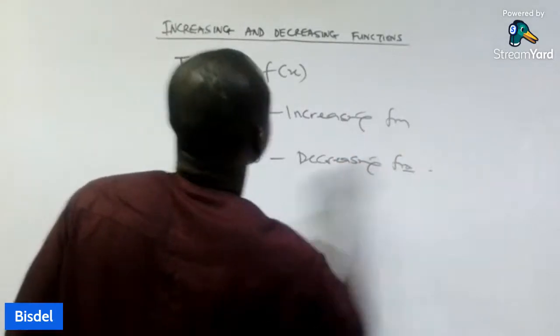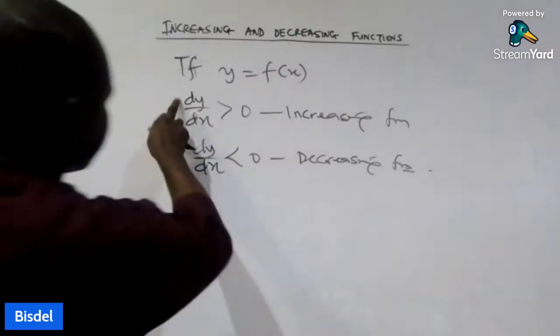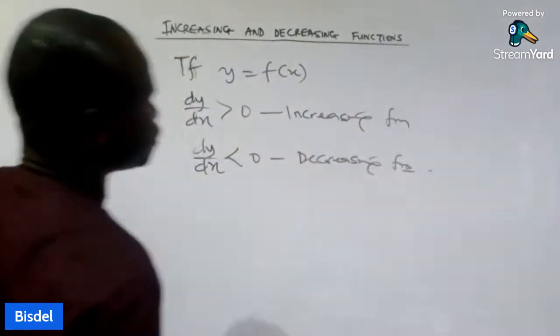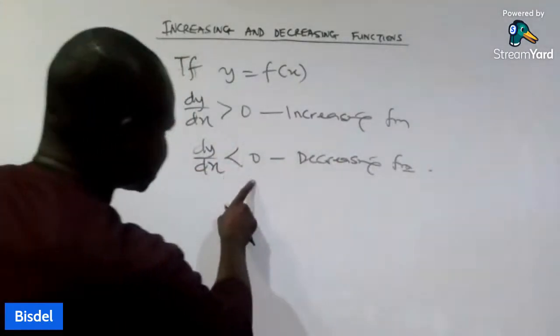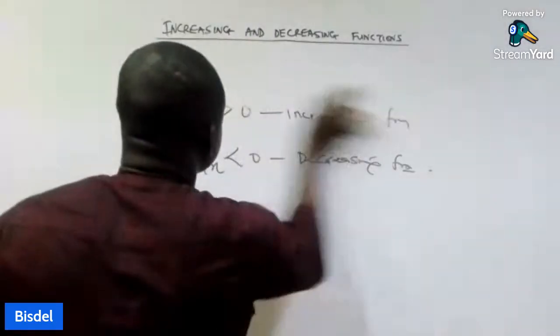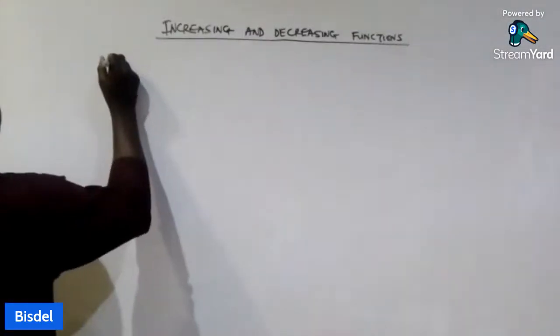So if you have a function at a given interval, then dy/dx, the derivative of that function, when it's greater than 0, when it is positive, is called an increasing function, and when it is less than 0, that's when it is negative, it's called a decreasing function. So we are going to take two examples to be able to differentiate between these two functions. Let's take the first example.